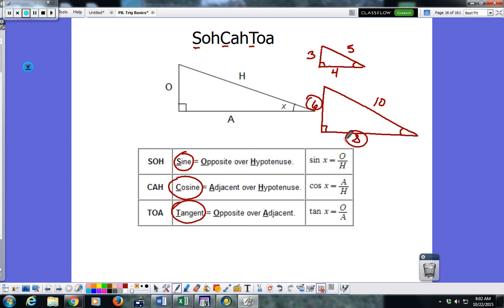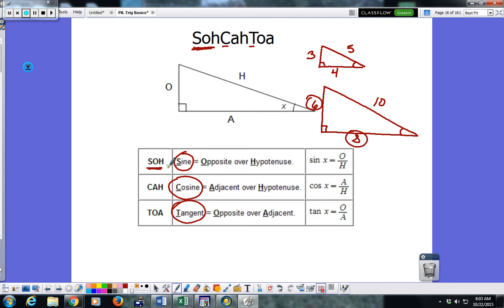When we're dealing with trigonometry, we have special names for these ratios. And they are, again, sine, cosine, and tangent. Sine, which is the SOH of SOHCAHTOA, is equal to opposite over hypotenuse. It's the ratio of the opposite side to the hypotenuse in a right triangle.